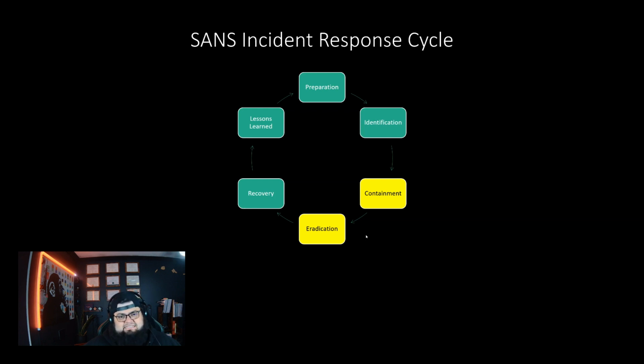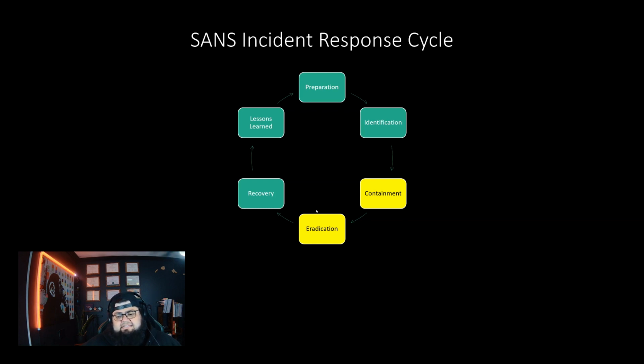And it's messy. So understand that containment is about slowing down the bad guy and really starting to isolate systems before this final eradication push. Eradication is about making that bad guy gone for good. Those are steps 3 and 4 of the SANS incident response cycle. And that's the topic for tonight.